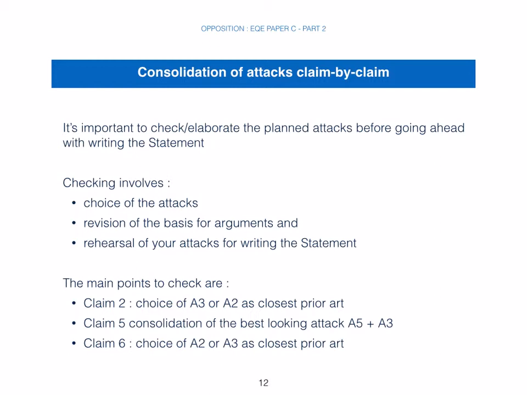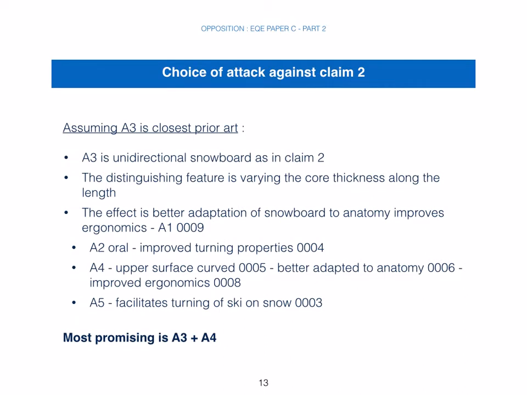The main points I have to check are claim 2, choice of A3 or A2 as closest prior art, claim 5, consolidation of the best looking attack A5 plus A3, and claim 6, choice of A2 or A3 as closest prior art. Let's now turn to claim 2. For claim 2, we need to choose an attack with A3 or A2 as closest prior art. We'll start by considering A3 as closest prior art and investigate which is the best secondary document that goes with A3.